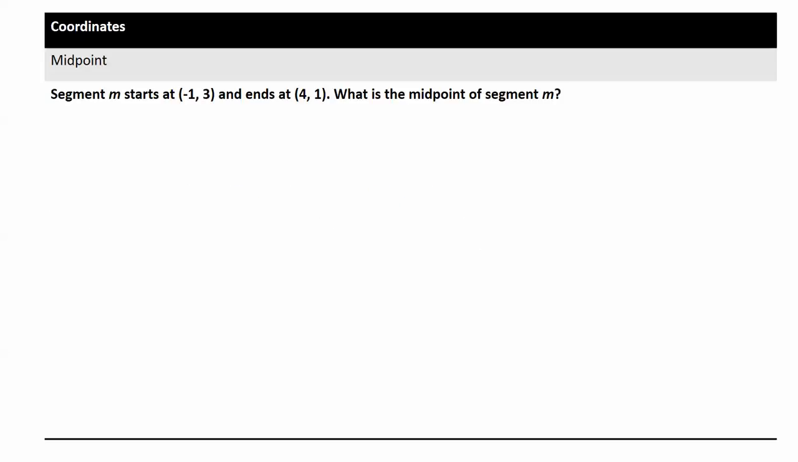So, coordinates midpoint. Segment M starts at (-1, 3) and ends at (4, 1). What is the midpoint of segment M? So let's label it. x1, y1 will be (-1, 3), and (4, 1) will be our x2, y2.